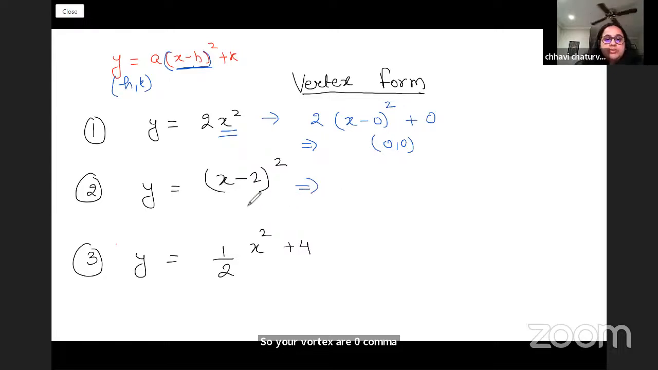Look at the second question. Compare this with the h here. This negative is in the formula.